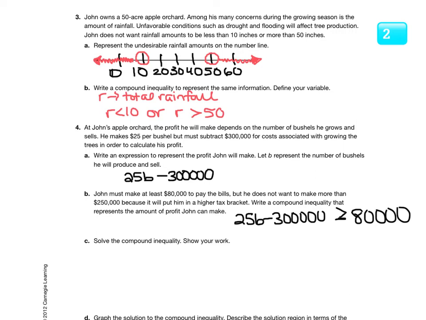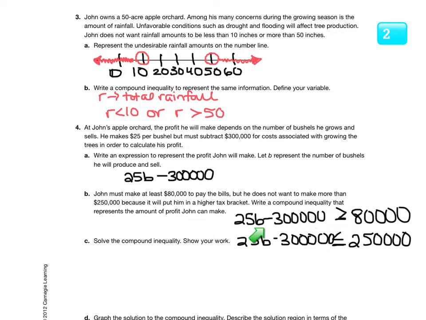And then we don't want to make over $250,000. We want to make less than that. $250,000 is okay, but we want to make less than that. So there are our two inequalities that represent this problem situation. Now what we were doing before is we can make these into a compound inequality.